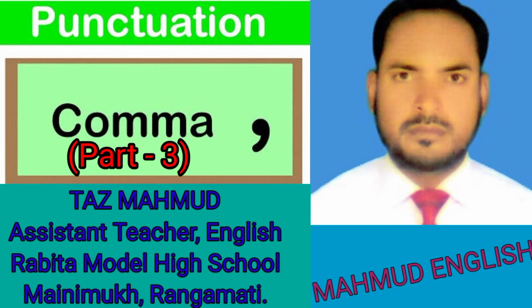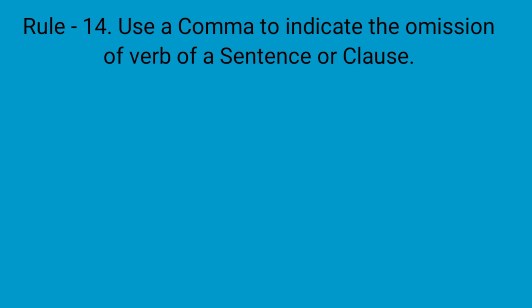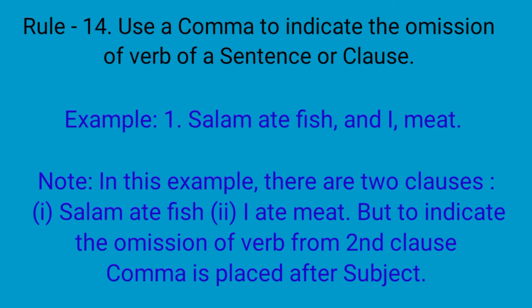Rule number 14. Use a comma to indicate the omission of a verb of a sentence or clause. Example: Salam ate fish and I meat. In this example, Salam ate fish. After fish there is a comma, but it is not according to this rule.